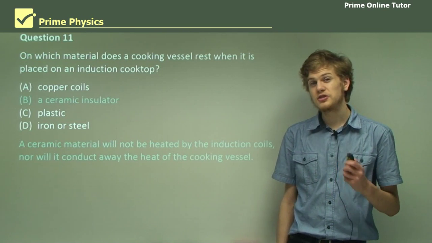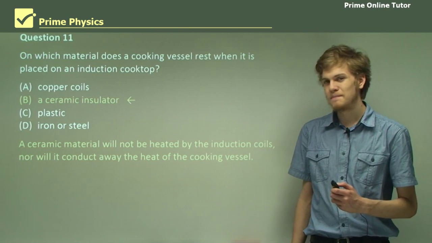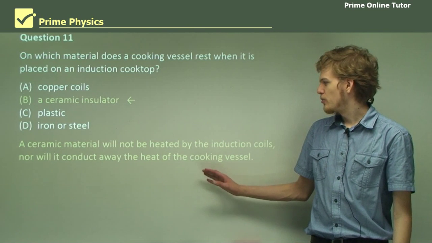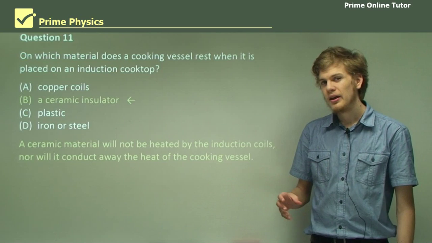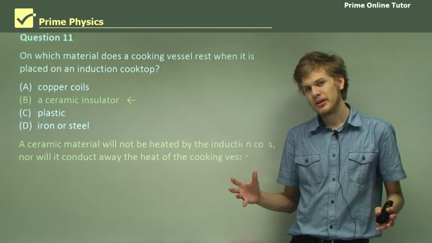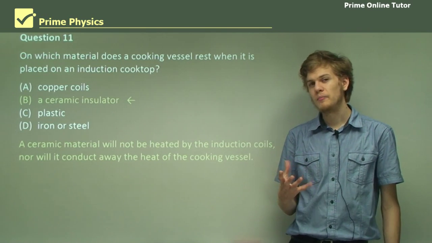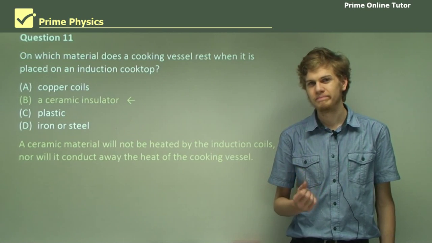So the correct answer is a ceramic insulator. This will not be heated by the induction coil because it's not a conductive material. And it won't heat up as the object on top of it heats up either, because it's a poor conductor of heat.